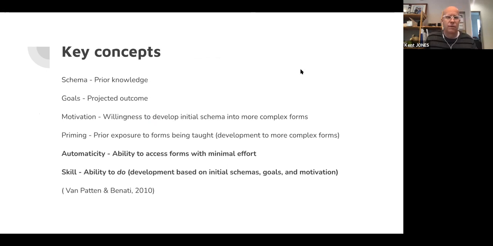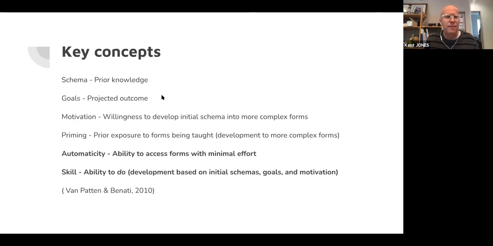Some key concepts are, first of all, a schema. I'm sure everybody's familiar with activating schemata, which is just the student's prior knowledge. In our case, as university teachers, we have students who have quite a lot of schema, quite a lot of prior knowledge of grammar, but not so much this ability to actually make use of it. They also sometimes lack goals, the projected outcome of what they want to get out of their English classes. And then motivation, the willingness to develop that initial schemata into more complex forms, which Jose will explain in his system, which I think really does this very well.